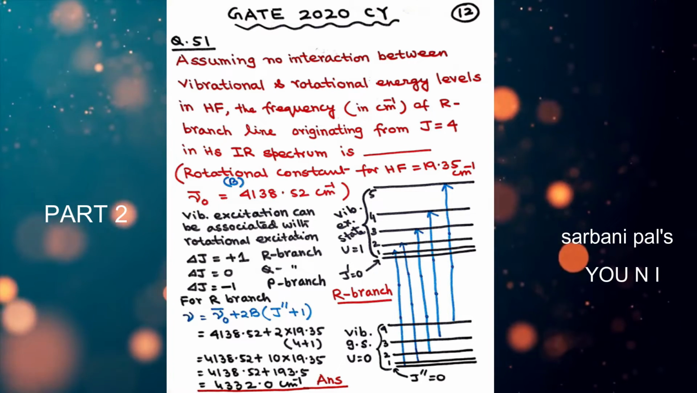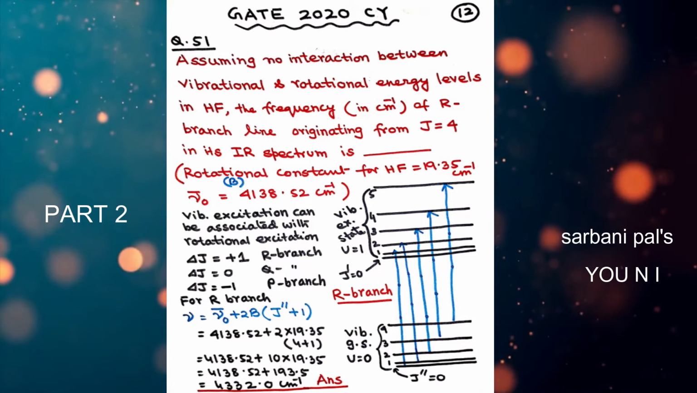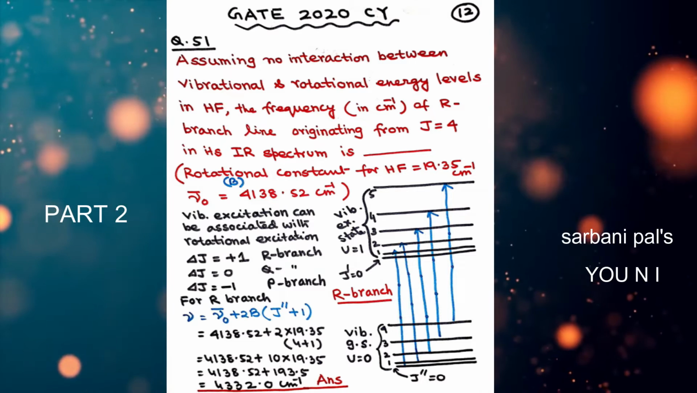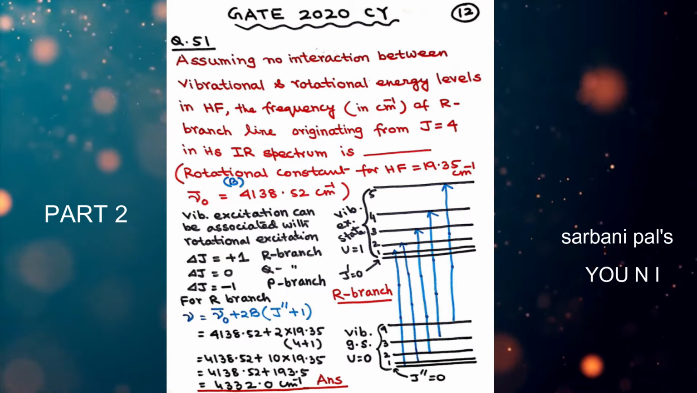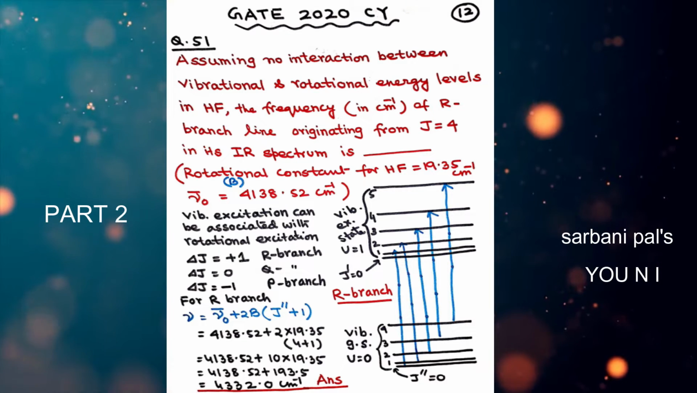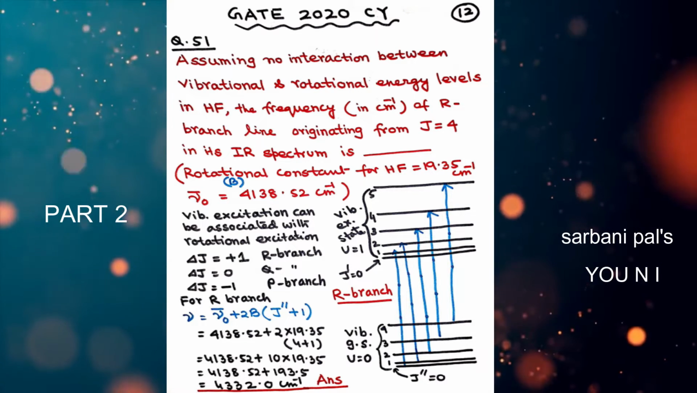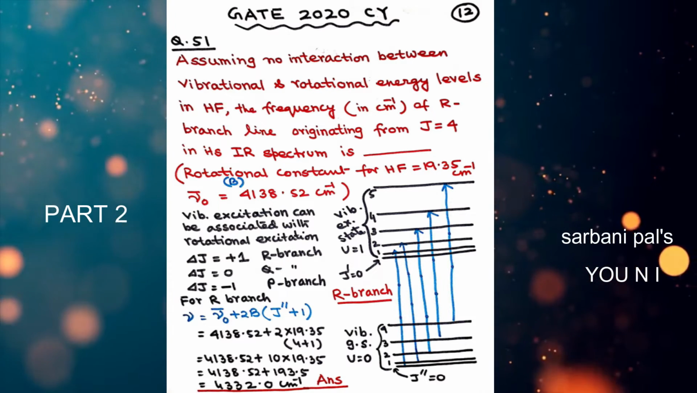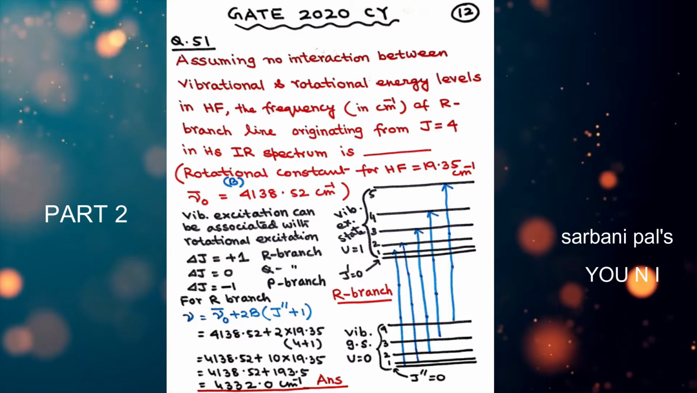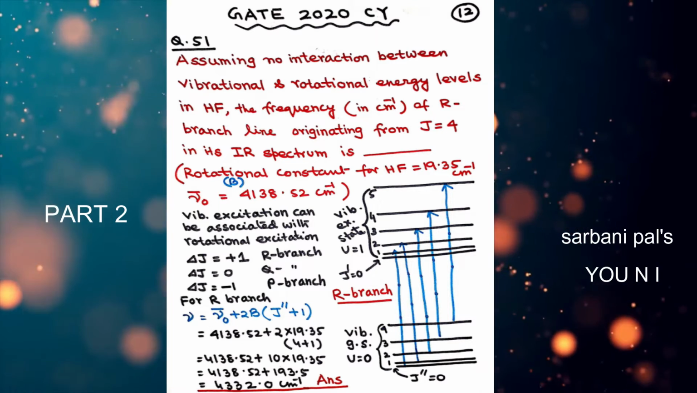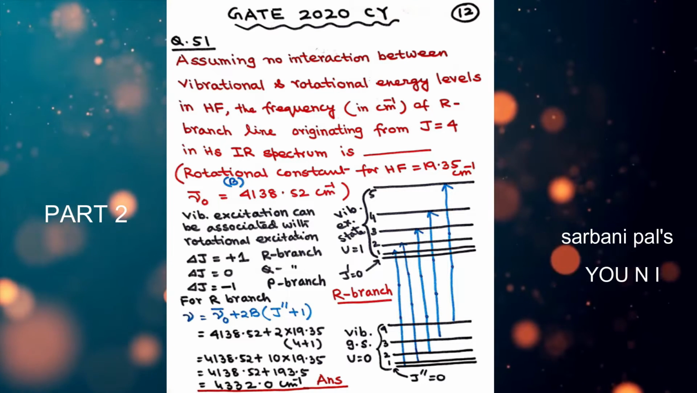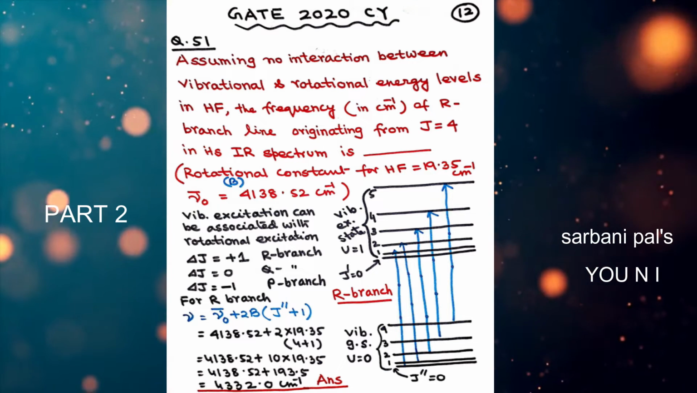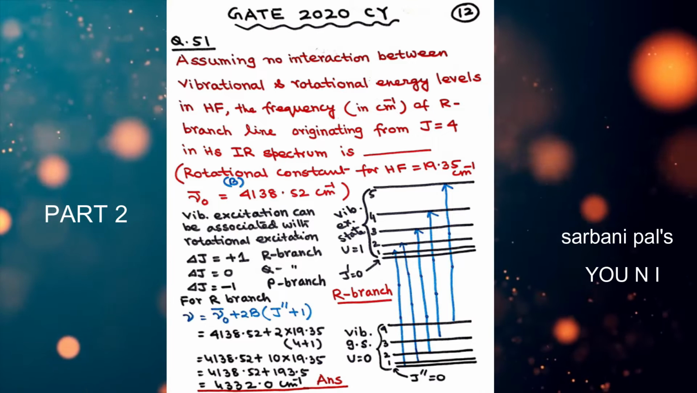then there will be some excitation related to the change in the rotational quantum number, and that is the basis of getting three different types of branch lines. One is called as the P branch, another is called as the Q branch, and the R branch is also there. Now, what is the criteria to get P branch lines, Q branch lines and the R branch lines? In our problem, it was asked to calculate the R branch line. So, let us begin with the R branch line.